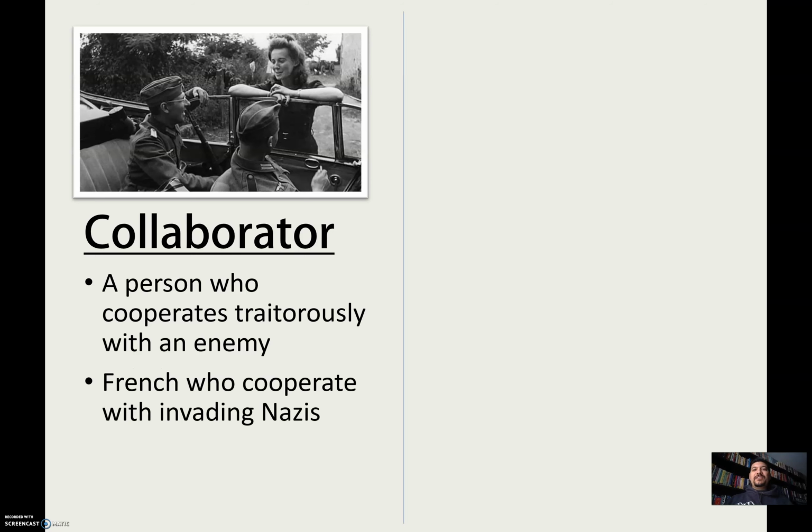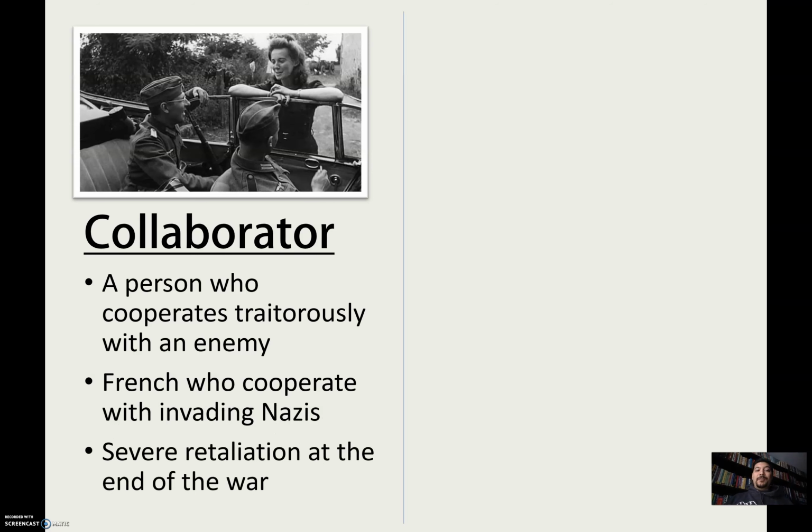Collaborator is mostly applied to the French who helped the Nazis, right? Collaborated with the Nazis during their time of occupation, okay? After the war, something that you need to know, and you definitely need to write this down, is once France was liberated from the Allies, when Britain and the United States attacked the Nazis in France and drove the German army out, the French people really turned on these traitors that were living in their society.